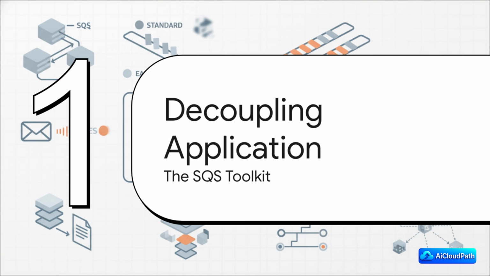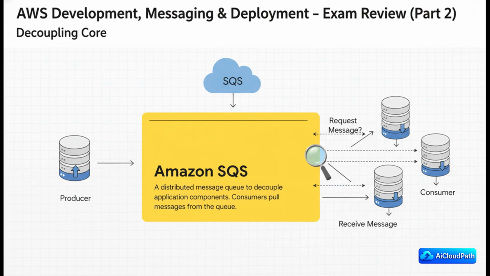All right, first up, decoupling. You know, when you want to build really resilient, robust applications where all the different pieces can work independently, well, your go-to tool for that job is going to be SQS. SQS, or Simple Queue Service, is basically a message queue. Its whole reason for being is to let different parts of your application communicate without being directly tied together.